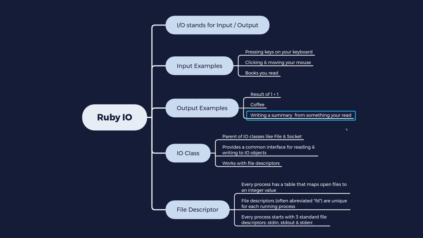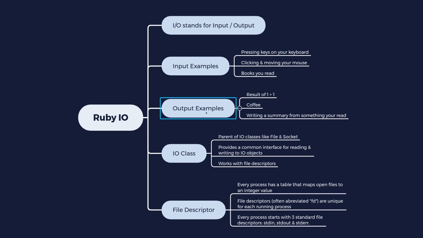I have one more example in here, and that's writing a summary from something you read. So if you read a book, you read an article, or you watch a video like this, right? That would be the input, and the output could be you writing a summary about what you learn, right? So that's input and output.